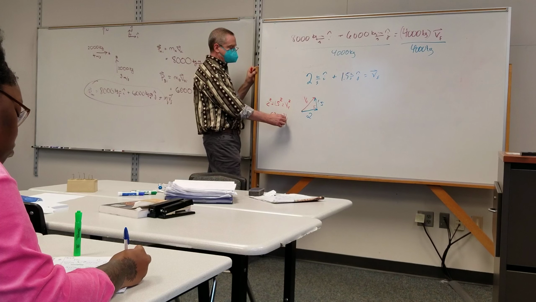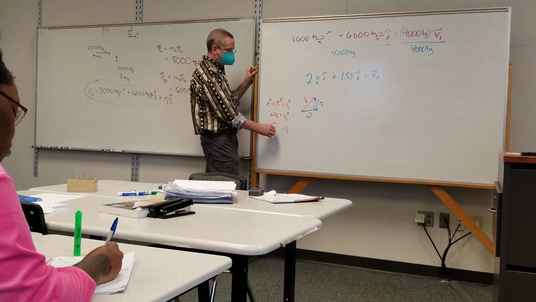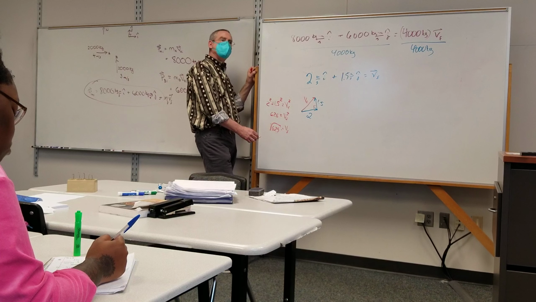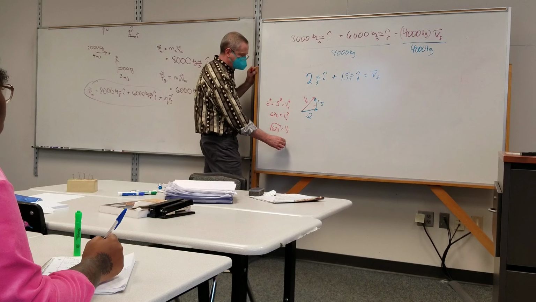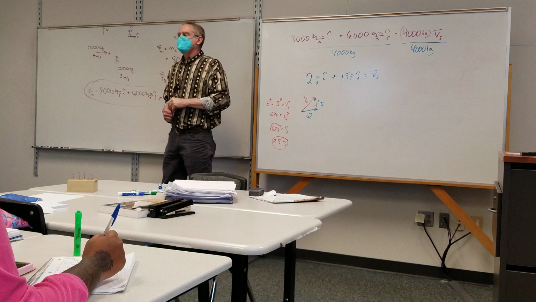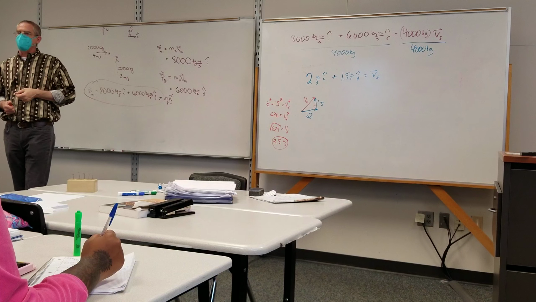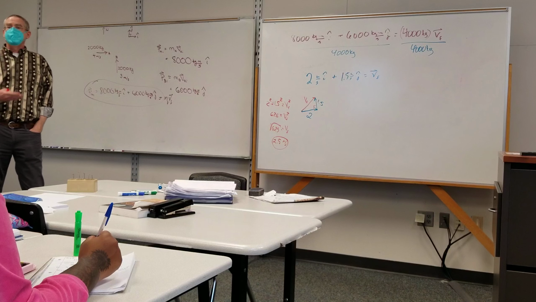6.25 is equal to v final squared, and then v final is the square root of that. What is it? 2.5. So 2.5 meters per second is the magnitude of the final velocity, or the speed. Or I could have also asked how fast is it going?